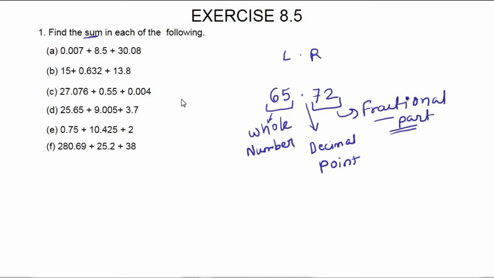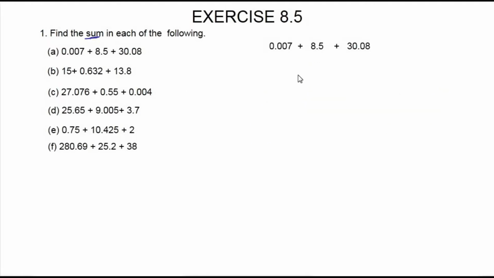So what we need to keep in mind while adding decimal numbers is that we need to balance the left hand side of all the numbers as well as the right hand side of all the numbers. Let's start with question number 1. Here you need to check the digits before the decimal point and after the decimal point.